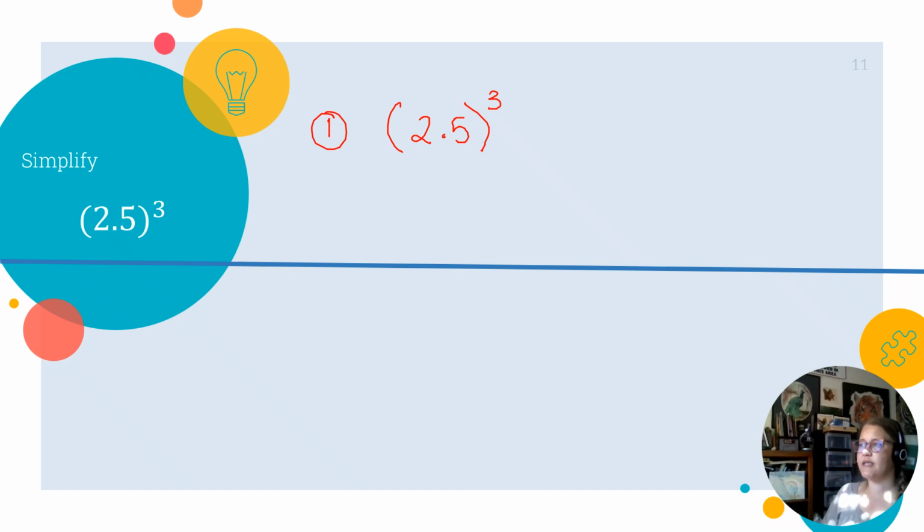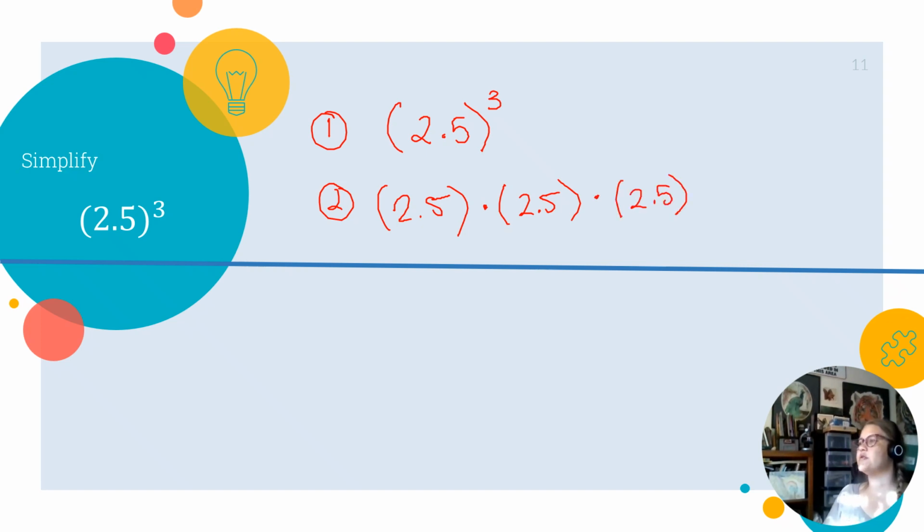When I expand this, I just do it exactly the same way that you do whole numbers. You're just going to multiply 2.5 by itself 3 times. 2.5 times 2.5 times 2.5. Now, you may be wondering at this point why I'm using these parentheses.